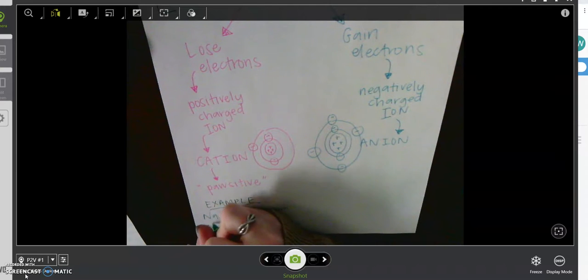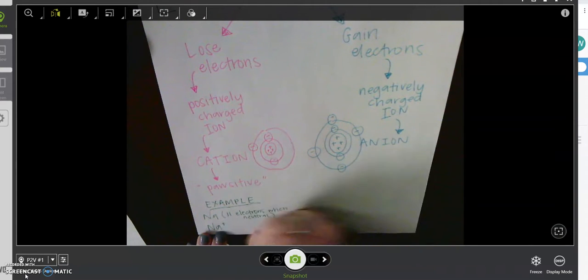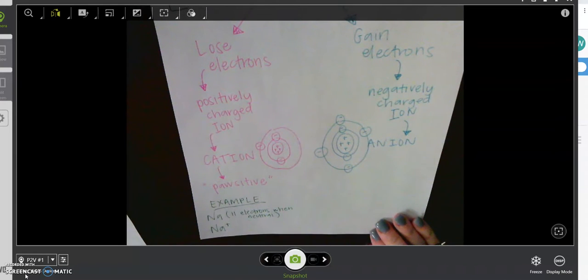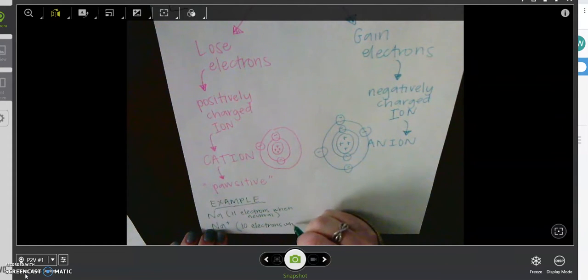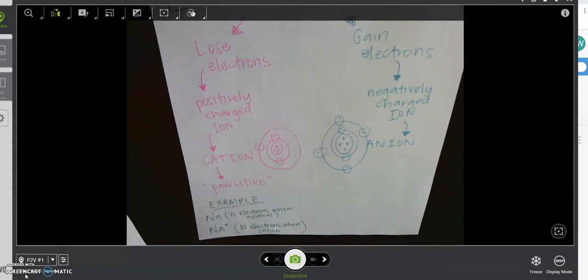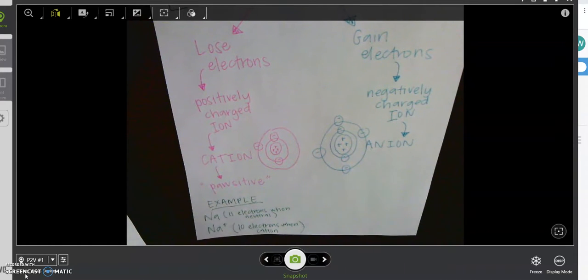So, for example, my sodium would become Na plus, and this plus sign means that it's a positively charged ion, meaning that it now has fewer electrons. It has 10 electrons when it's a cation. So all that has occurred is one of those electrons has been lost from the sodium and is attached to a new atom, and we would write it to show that it is a positively charged cation with this little plus sign. If there were multiple electrons being lost, we might put +2 or +4, depending on how many electrons are lost from your atom. But this is a good starting point for you.